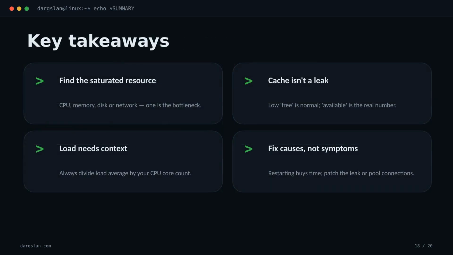If you remember nothing else, remember these four. Find the saturated resource, CPU, memory, disk, or network. One of them is always the bottleneck. Cache isn't a leak, so trust available over free. Load average only means something once you divide it by your core count. And restarting buys you time, but it doesn't fix anything. Patch the leak, pool the connections, address the cause.